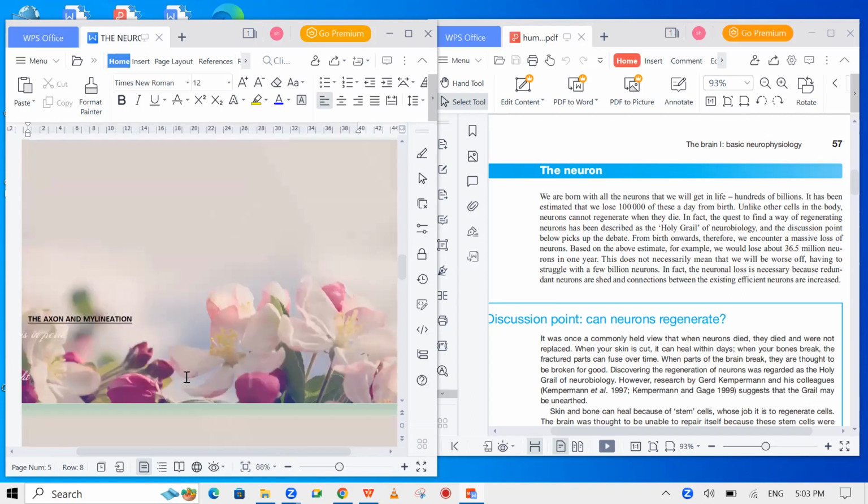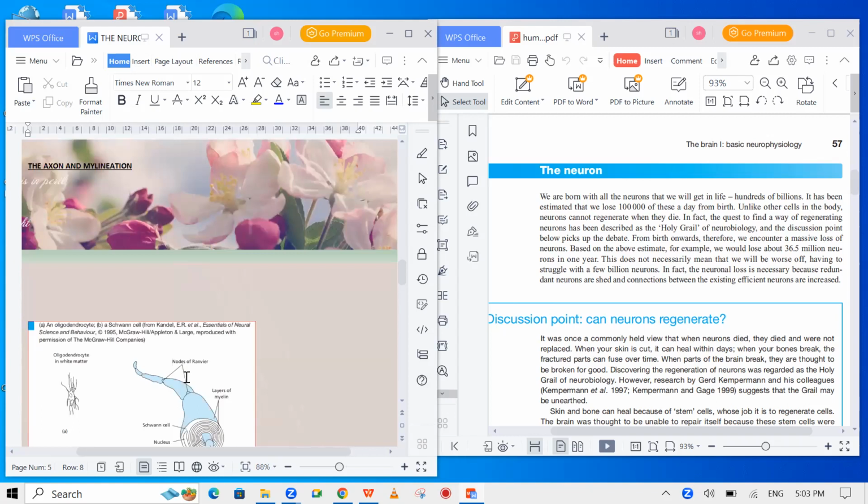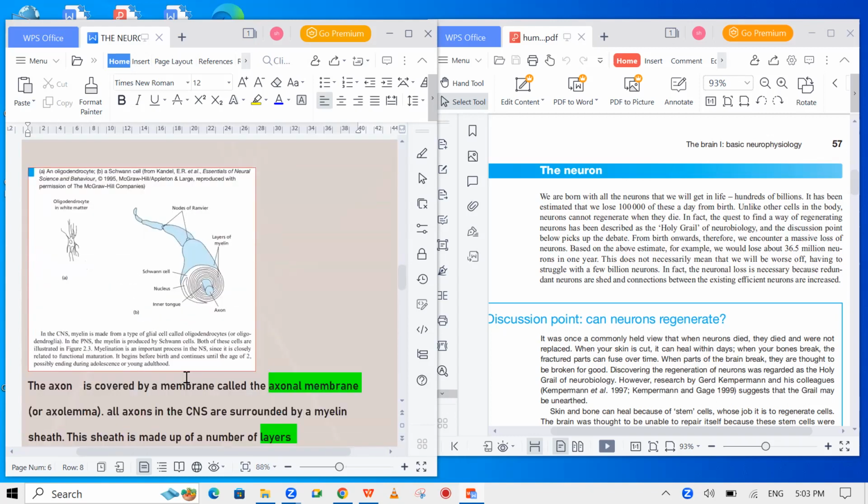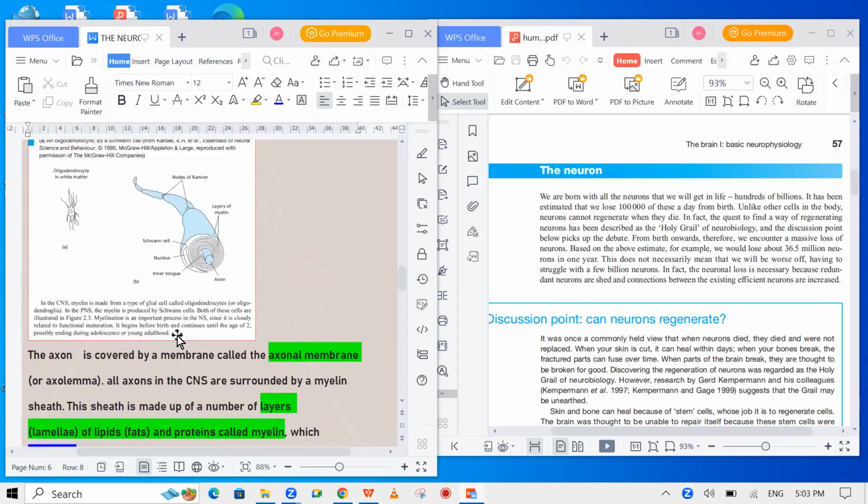So we are going to go on next. We're going to talk about the axon, the myelination process. The axon is covered by a membrane called axonal membrane. All axons in the central nervous system are surrounded by the myelin sheath. This sheath is made of a number of layers. So this is the myelin sheath basically. So there's one sheath which has a number of layers in it.